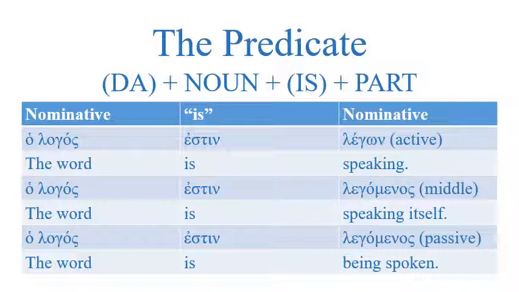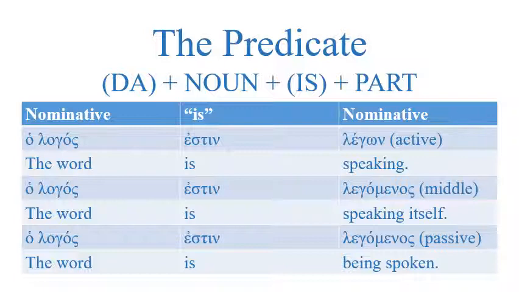In the active, ho logos esten legon, that is, the word is speaking. The word is doing the action. In the middle, ho logos esten legomenos, again, in the middle, the word is doing the action to itself. The word is speaking itself. And finally, in the passive, identical to the middle, ho logos estin legomenos, the action is happening to the word. The word is being spoken.